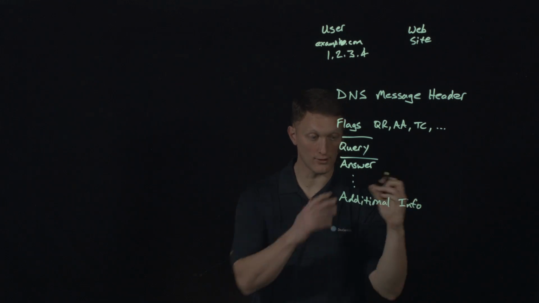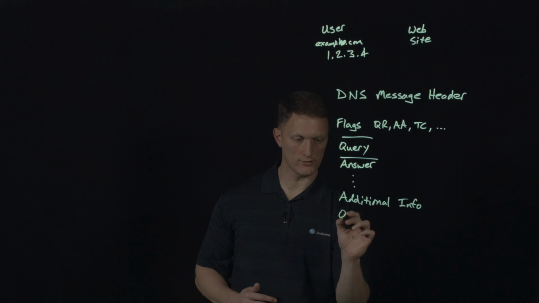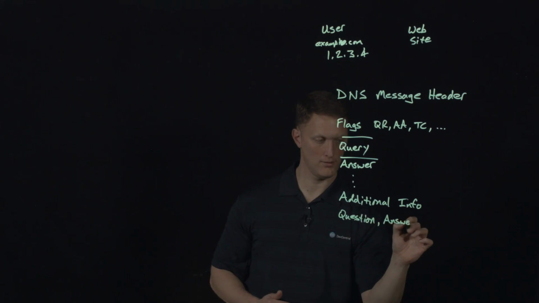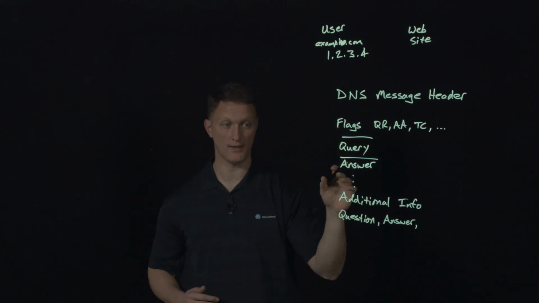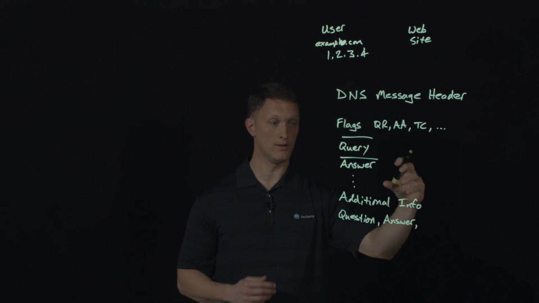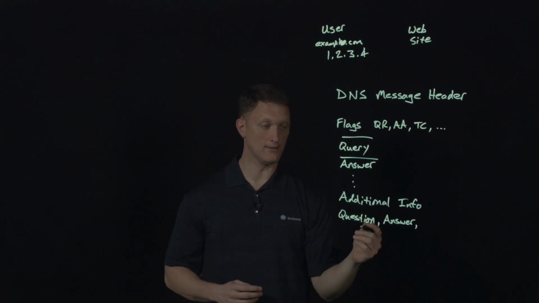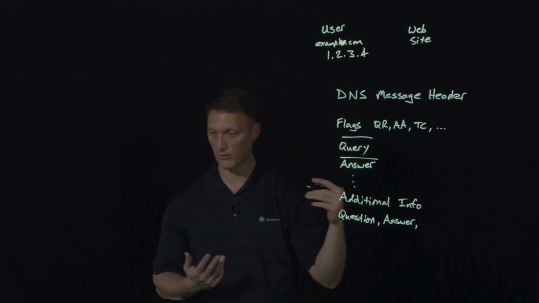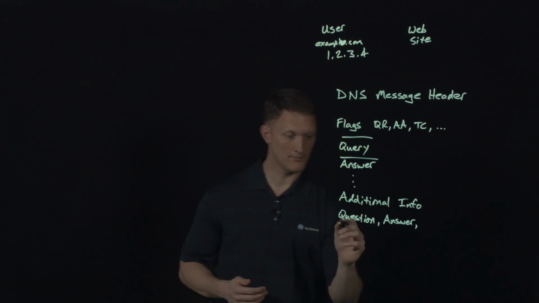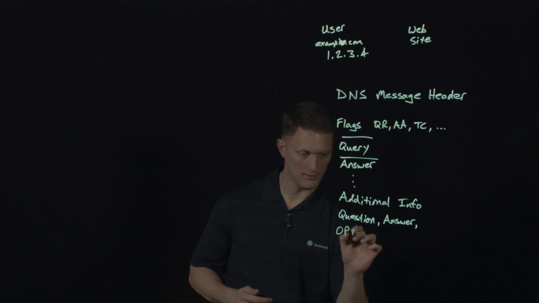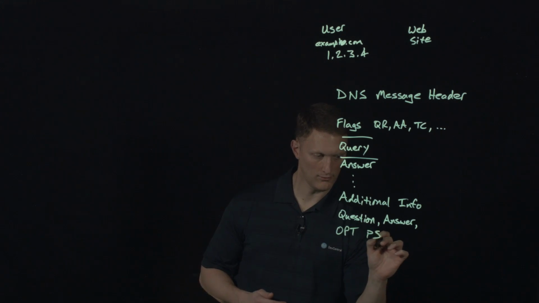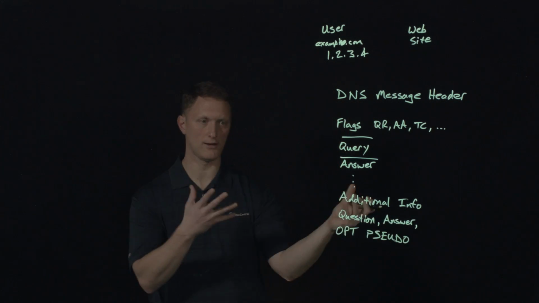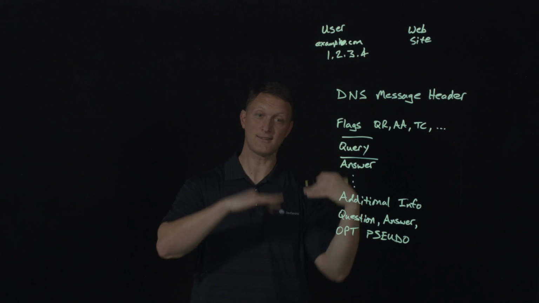All right, and in this there are sections like question, and then answer is one of them. But one of the things that has been added to this additional info portion of the DNS message header is this thing called an OPT pseudo section, or an OPT pseudo resource record. And so I'll just write it right here. OPT, it's the pseudo resource record. But you'll see it written OPT pseudo section, and then that's going to have stuff in it.